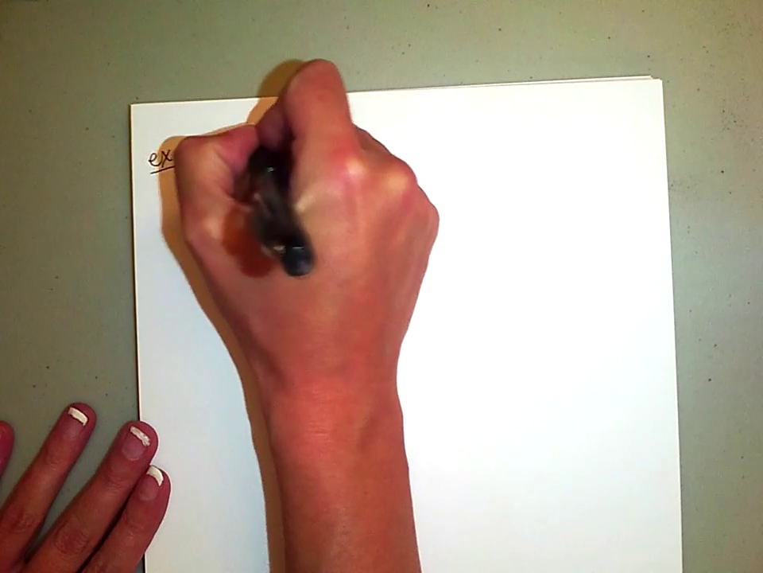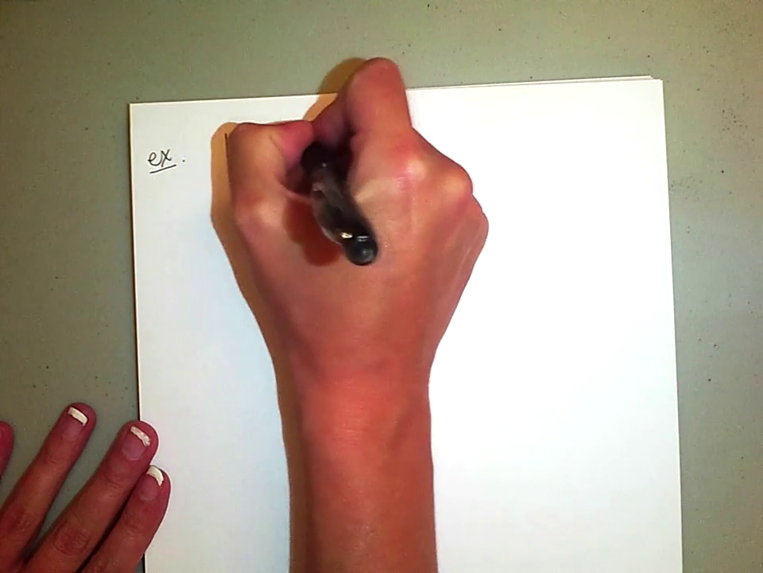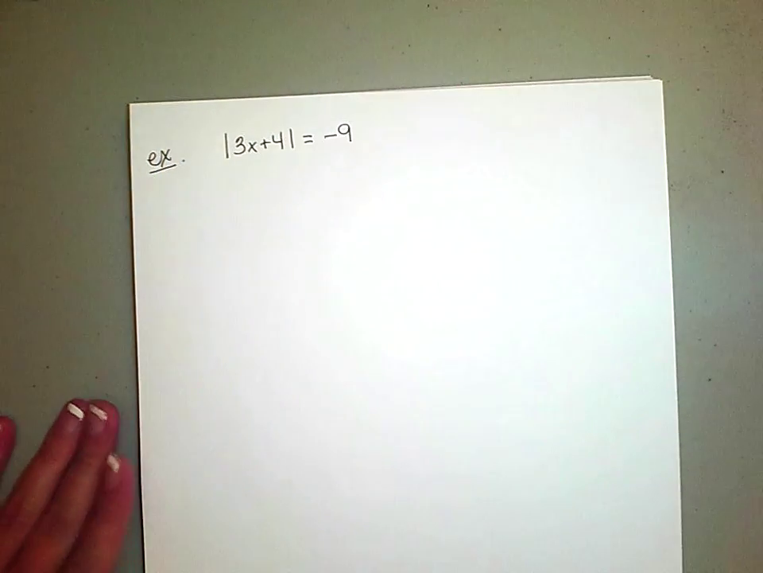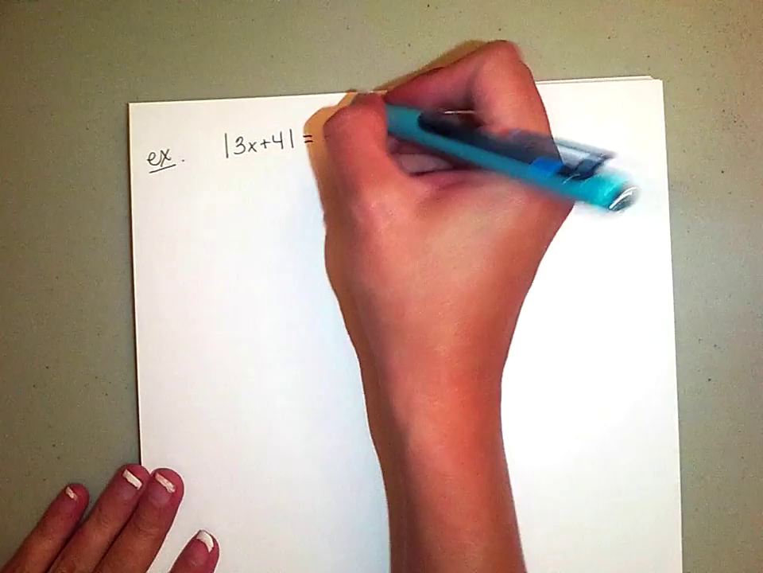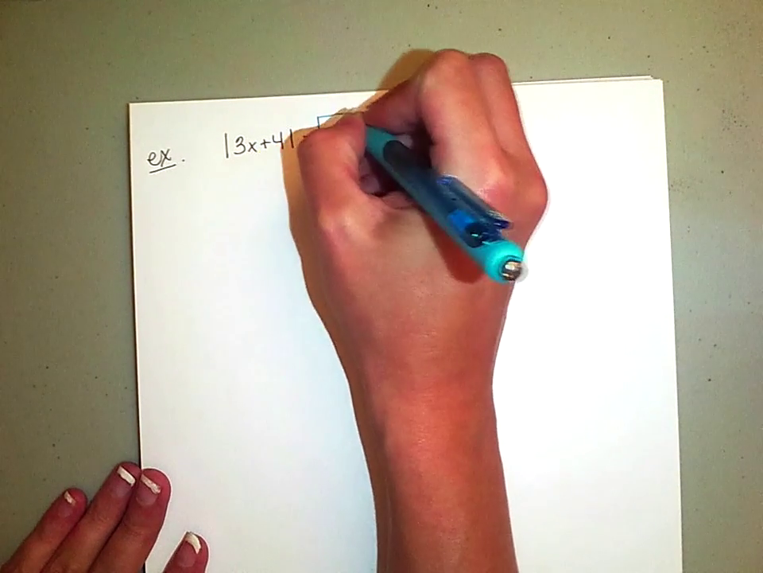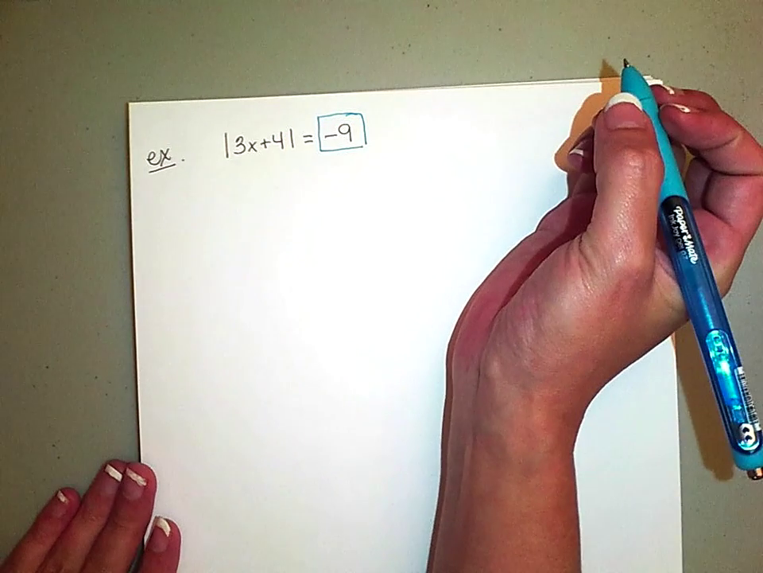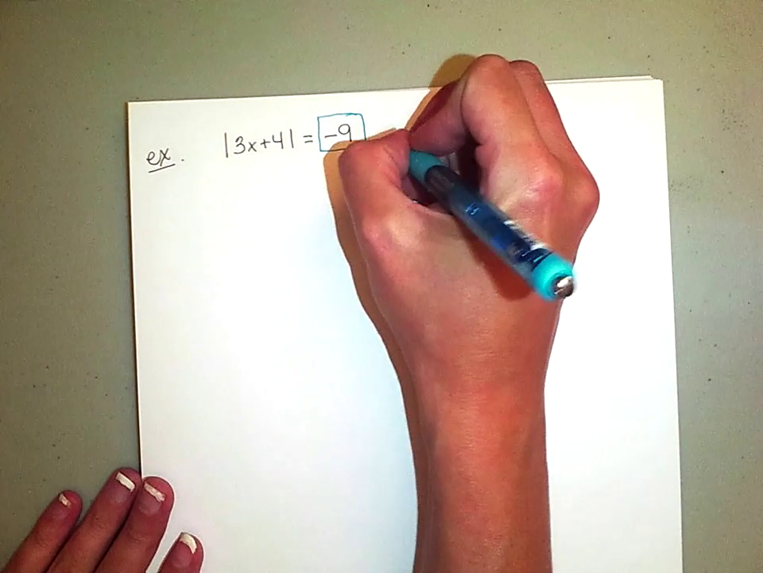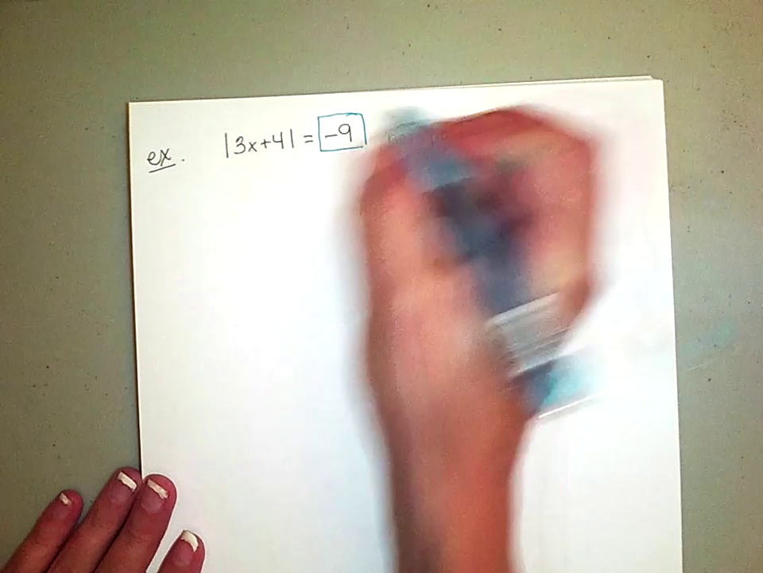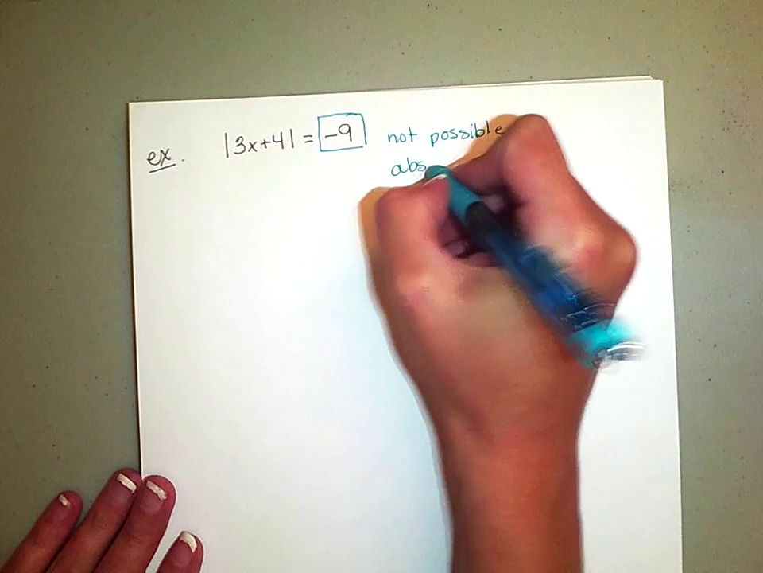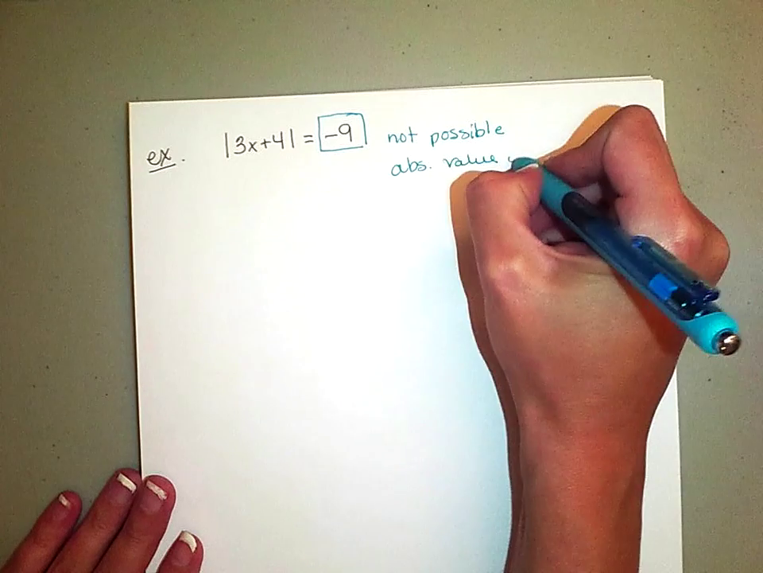We could also get an equation like this. The absolute value of 3x plus 4 is equal to -9. And this should cause us some problems. The mere fact that this is equal to a negative number is not possible. Absolute value is always positive.